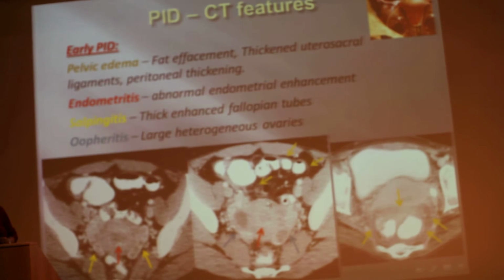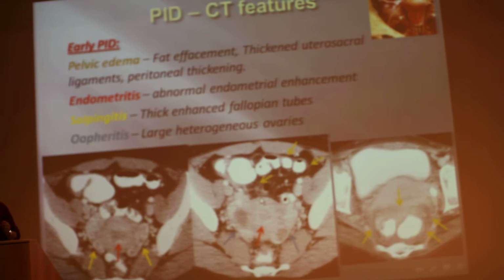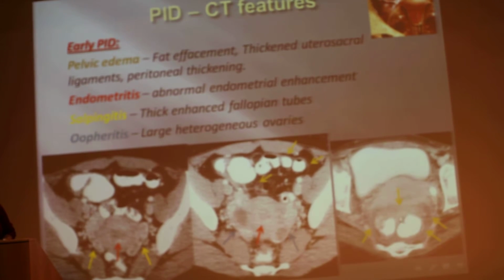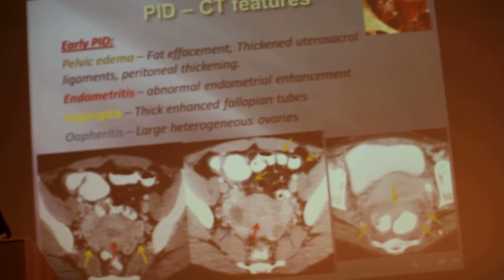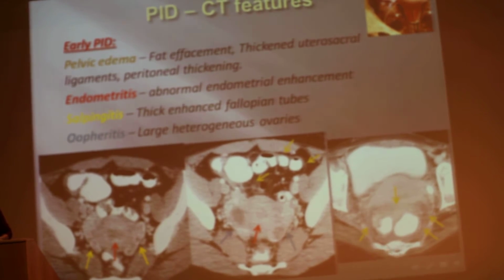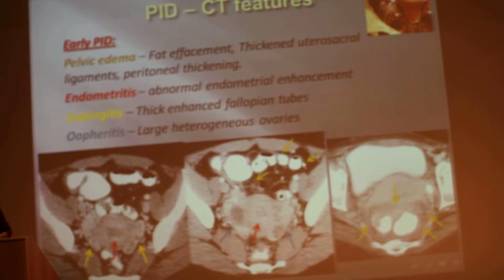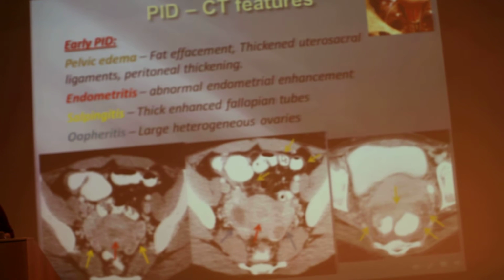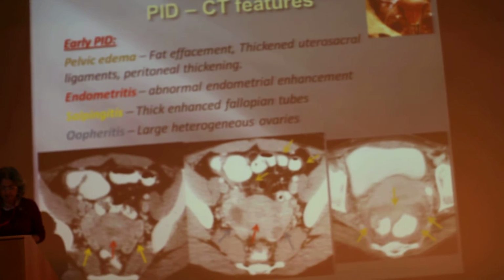Here we can see a very subtle infiltration of the pelvic fat. Here we can see more severe fatty infiltration in the deep pelvic fat with thickening of the uterosacral ligaments. And here we can see thickening of the parietal peritoneum. If you don't look for these findings, you won't find them.